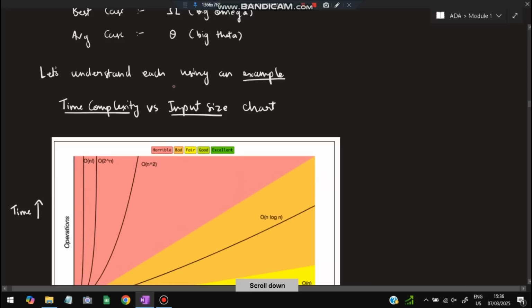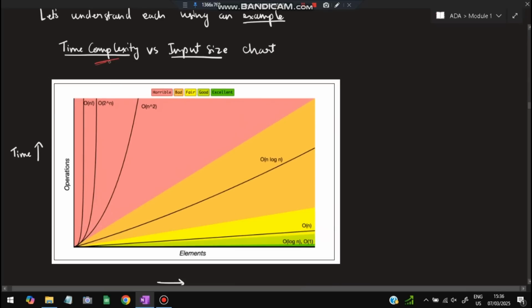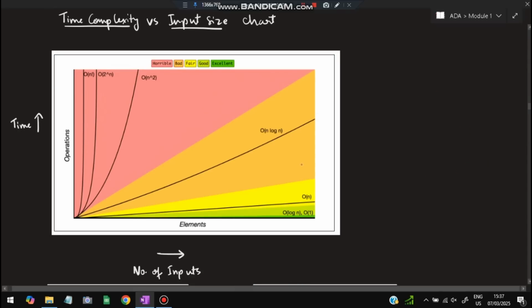Now see, first you need to understand what a time complexity graph is. A time complexity graph means how much time it is taking for the number of inputs. See, if I give you one chocolate to eat, how much time will you take? 1 second. If I give you 10 chocolates to eat, 10 seconds. If I give you 100 chocolates, 100 seconds. 1000 chocolates, 1000 seconds. As the number of inputs is increasing, the time is increasing, right? In the same way, in any algorithm, if you provide more inputs, it will take more time. So that is the graph which is given here.